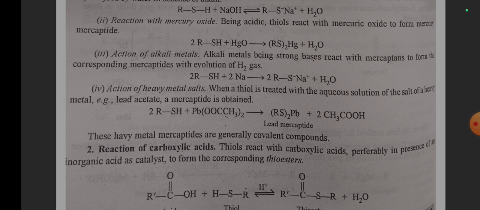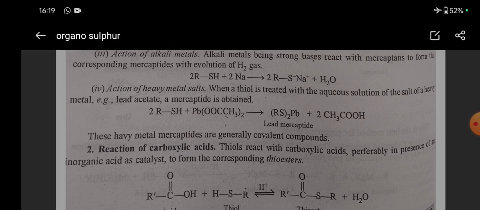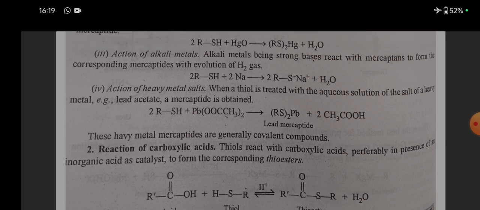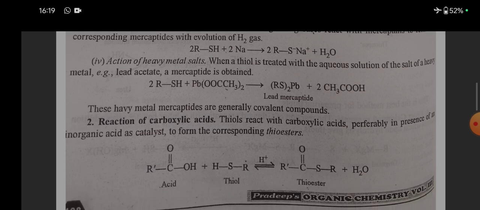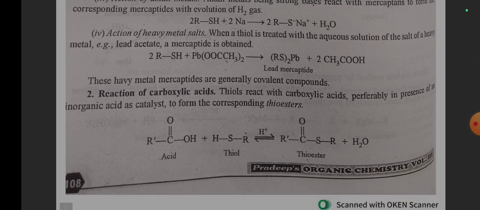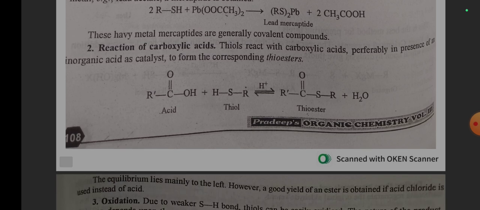Action of alkali metals. Alkali metals, being strong bases, react with mercaptans to form the corresponding mercaptides with evolution of H2 gas. Action of heavy metals. When a thiol is treated with the aqueous solution of the salt of a heavy metal, for example lead acetate, a mercaptide bond is formed.